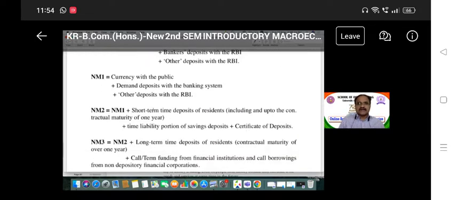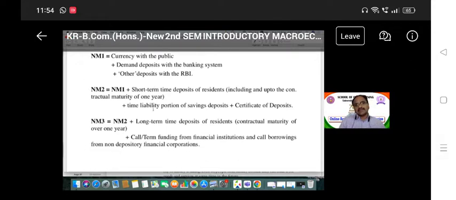Okay, beta. The second one defined the money supply as one component, that is NM1. What is NM1? The money the public has, currency with the public, and demand deposit with the banking system. The bank itself keeps some deposit for transaction purposes. This is called CRR, cash reserve ratio. According to the RBI guideline of 1934, the bank has to keep some reserves or deposits in the demand deposit, plus other deposits with the RBI. Okay, NM1. Next, NM2. NM2 is NM1 plus short term time deposits of the residents, including up to the contractual maturity of 1 year.